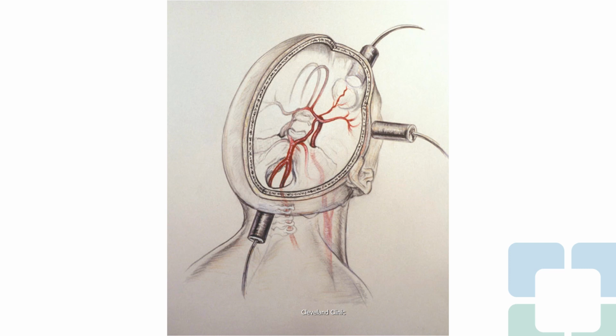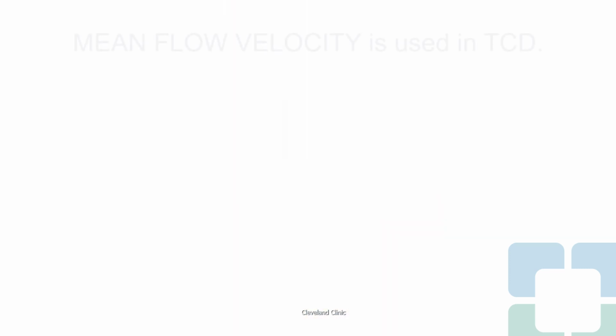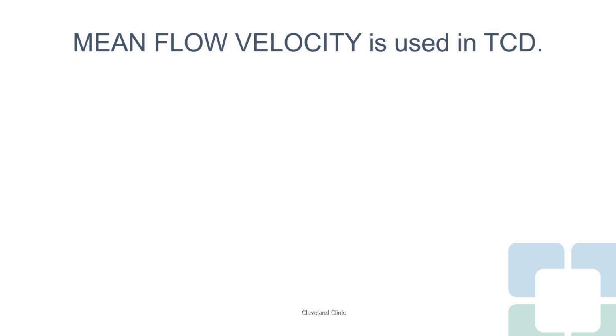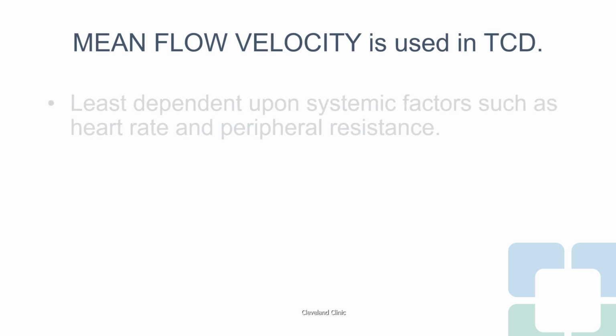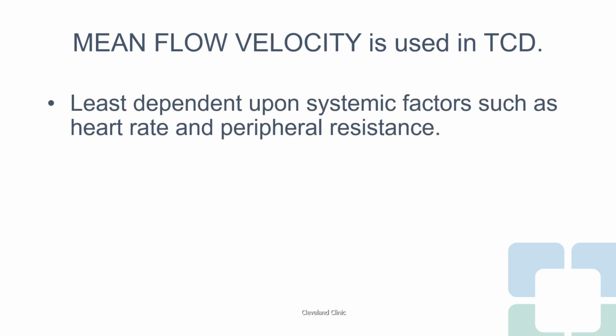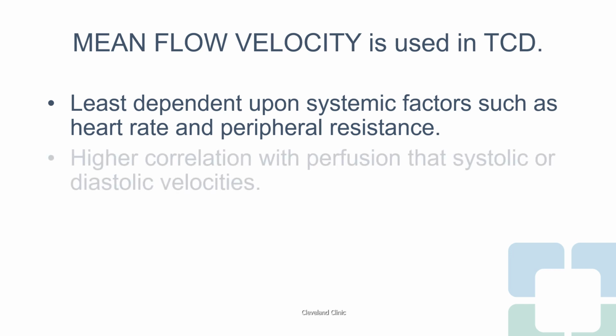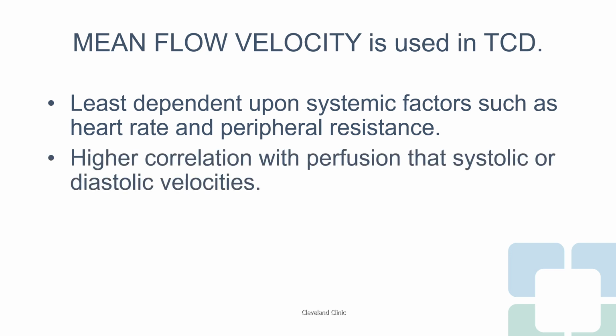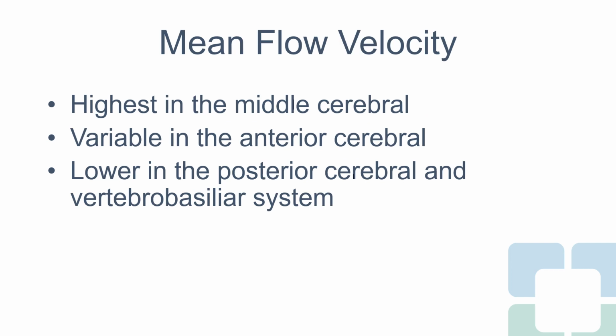Transcranial Doppler can be used through 3 separate windows: transorbital, posterior, and transtemporal. The mean flow velocity is what's used in transcranial Doppler. It's the least dependent upon systemic factors such as heart rate and peripheral resistance. It has a higher correlation with perfusion than systolic or diastolic velocities. It's highest in the MCA, or middle cerebral artery. It's variable in the anterior cerebral, and it's lowest in the posterior circulation and vertebrobasilar system.